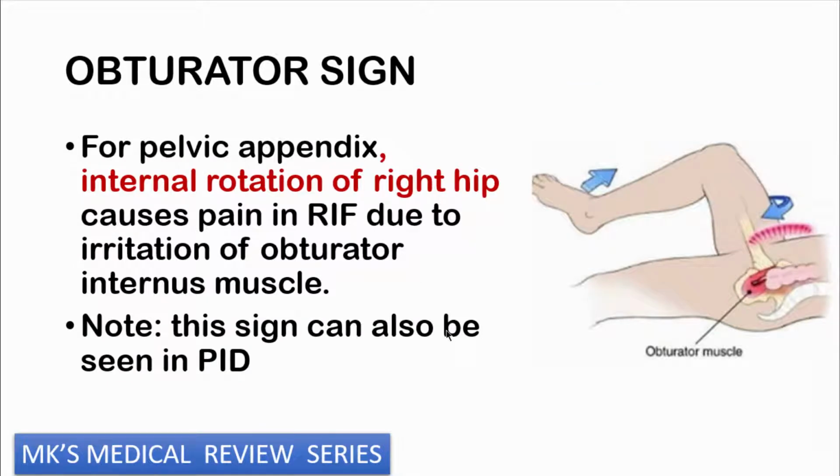The next sign is an obturator sign. So this is seen in a pelvic appendix. Internal rotation of the right hip is going to cause pain in the right iliac fossa due to irritation of the obturator internus muscle. So what you're going to do, with the knee flexed and the hip flexed, is push the foot outwards and rotate the thigh inwards. So this is going to cause pain in the right iliac fossa.